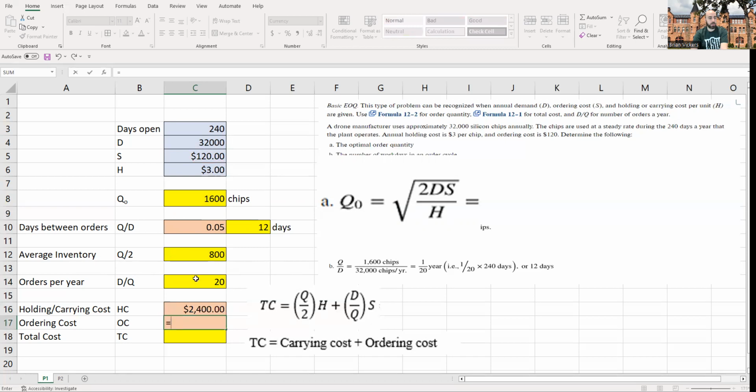And then ordering cost is D over Q times S, which is orders per year times S. D over Q times S, 2400. And then that's just going to be that plus that. So equal sum of that plus that, 4800. So that's the Excel method and the manual method with the calculator, pen and paper, where I just kind of wrote them in there as well.